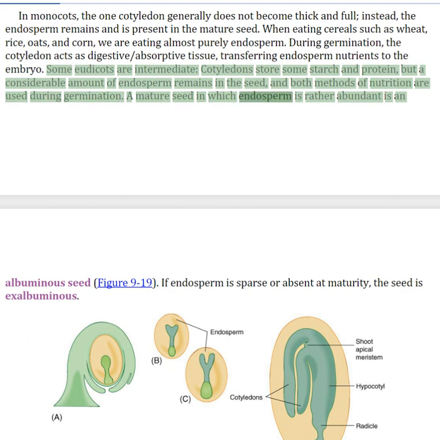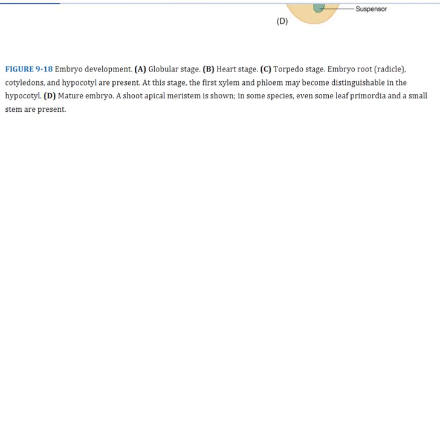A mature seed in which endosperm is rather abundant is an albuminous seed. If endosperm is sparse or absent at maturity, the seed is exalbuminous. Figure 9.18. Embryo development. Globular stage. Heart stage. Torpedo stage. Embryo root, cotyledons, and hypocotyl are present. At this stage, the first xylem and phloem may become distinguishable in the hypocotyl. Mature embryo. A shoot apical meristem is shown. In some species, even some leaf primordia and a small stem are present.